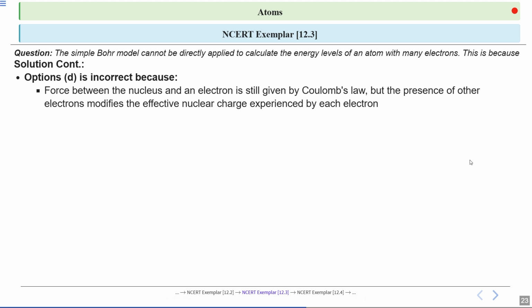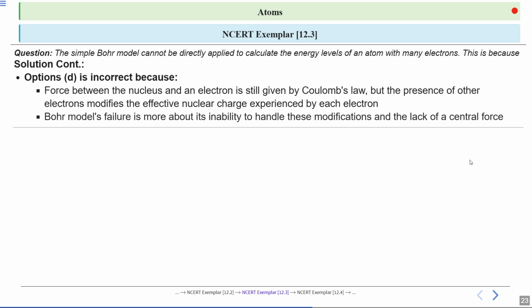Notice here that the presence of other electrons changes the situation. Each electron doesn't just feel the pull from the nucleus, it also feels repulsion from other electrons. This means the effective nuclear charge, the net positive charge experienced by the electron, is reduced. So, while Coulomb's law still applies, the actual force is modified by these electron-electron interactions.